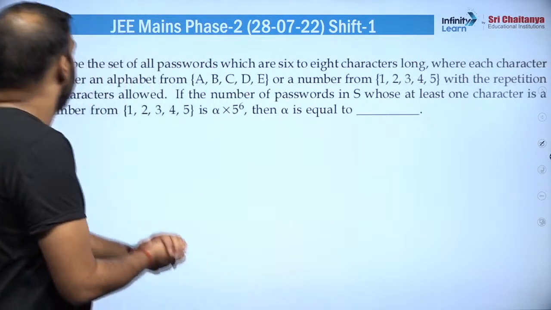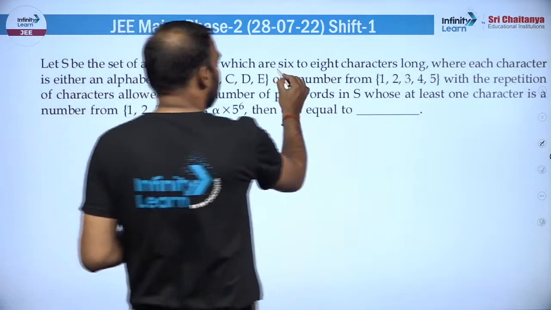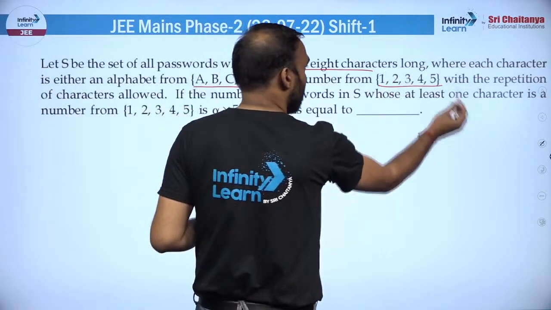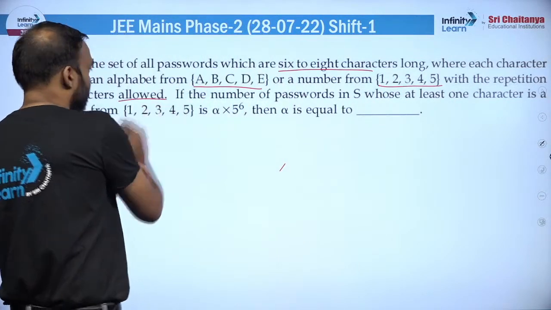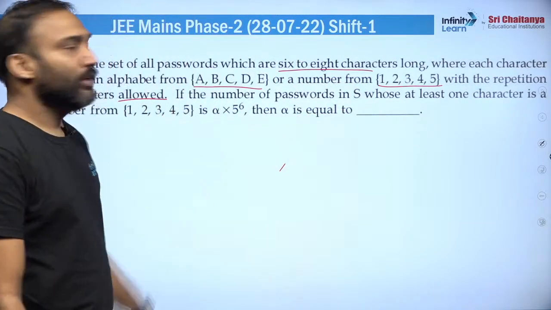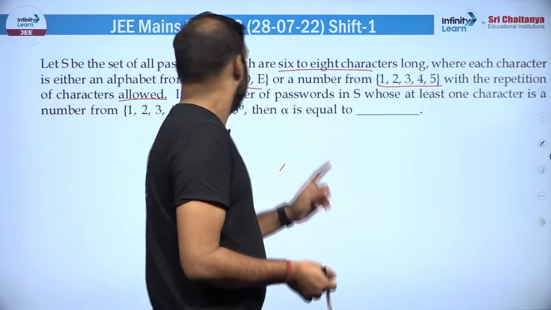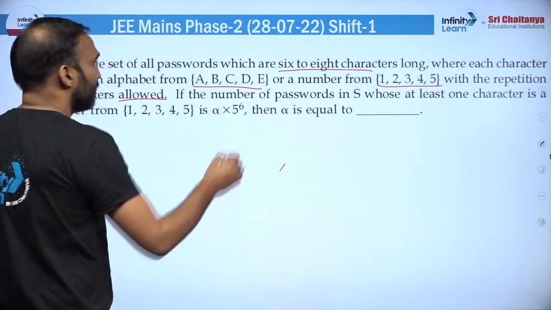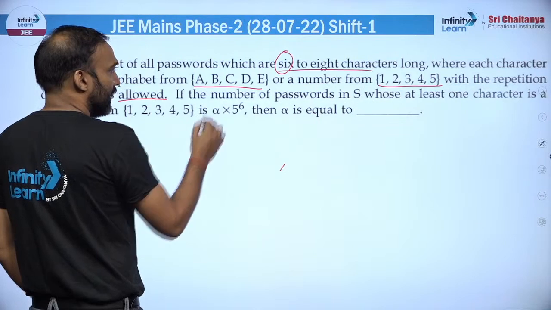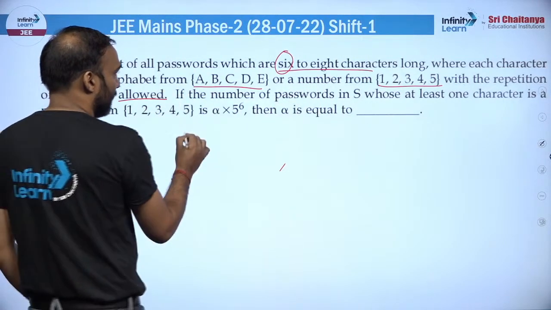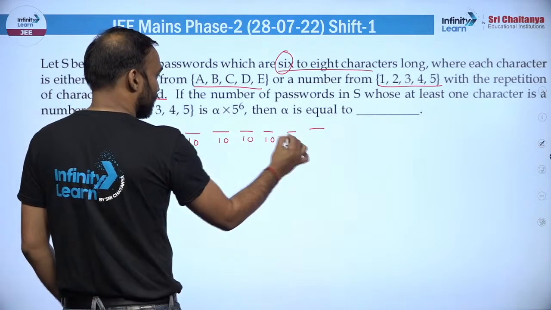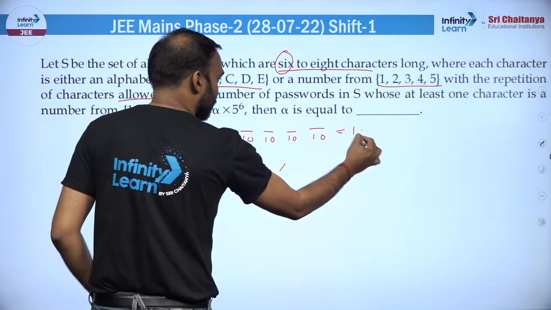Next question, I have a set of passwords which are 6 to 8 characters, where each character is either an alphabet or a number with the repetition allowed. Okay, fine, so repetition is allowed. Number of passwords in the set S where at least one character is a number. So all I have to find out is the number of total passwords where one of them is a number, right? So first we'll find out the total 6 characters long passwords. So for a 6 character long password, I have 10 options available, right? There will be 6 places. So this can be filled in 10 ways, 10 ways, 10 ways, 10 ways, 10 ways and 10 ways. So total are 10 raised to power 6.